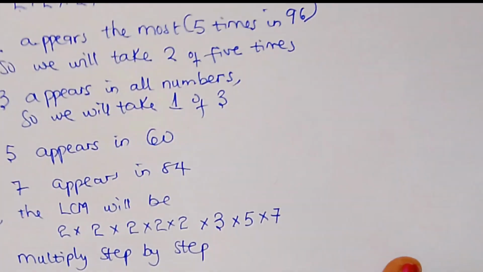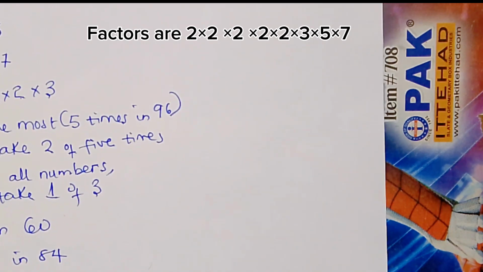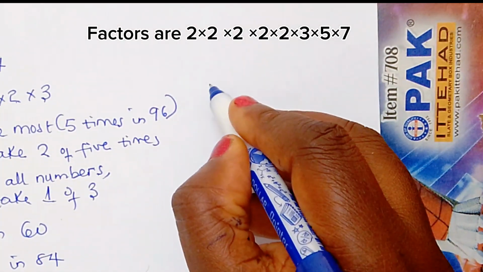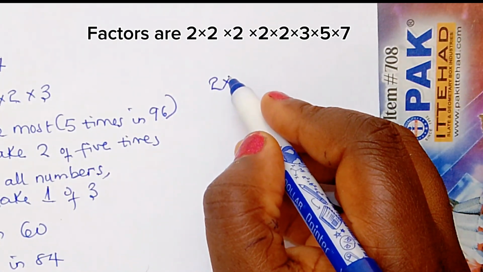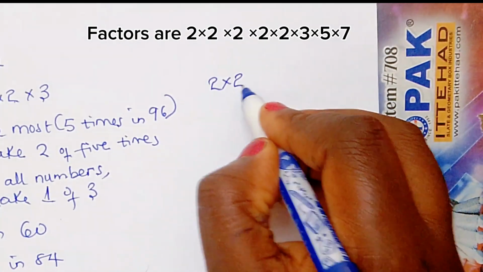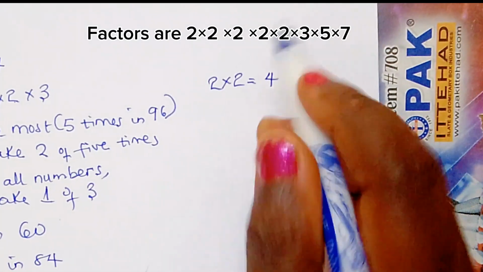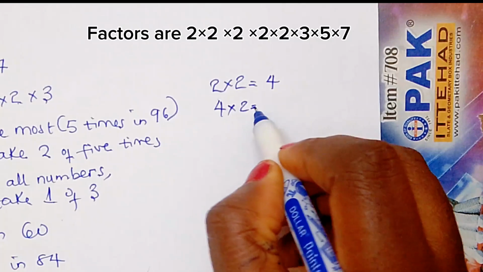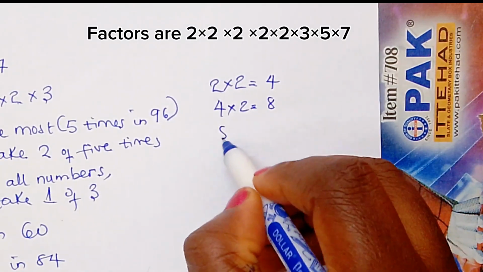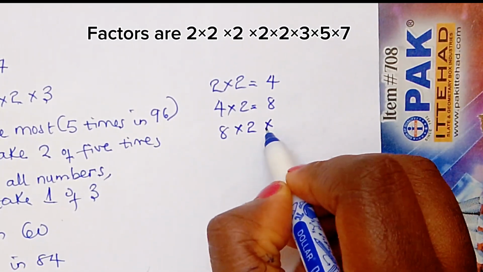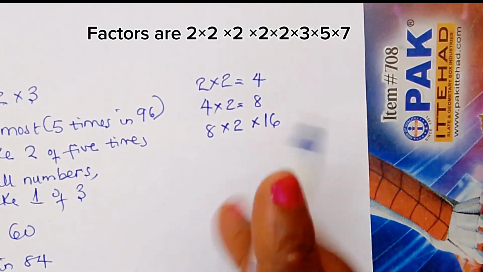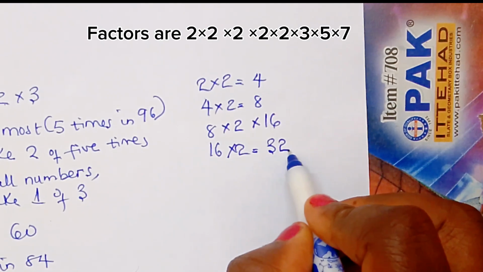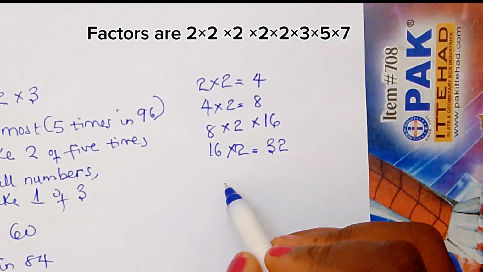So in doing that, we come over here. We have 2 times 2. We're going to take it step by step. So 2 times 2 gave us 4. So we're going to do the next 2. We have 4 times 2, which is 8. So we're going to do 8 times 2, which is going to give us 16. We're going to do 16 times 2, which is going to give us 32. So we're done with 2.